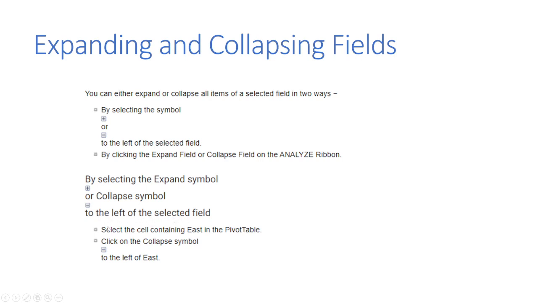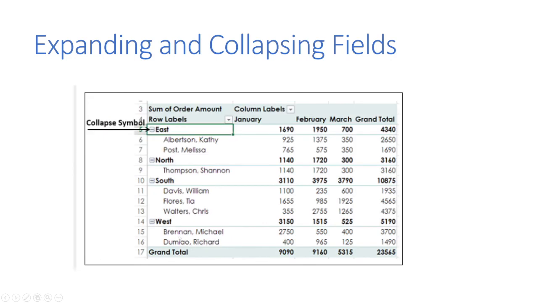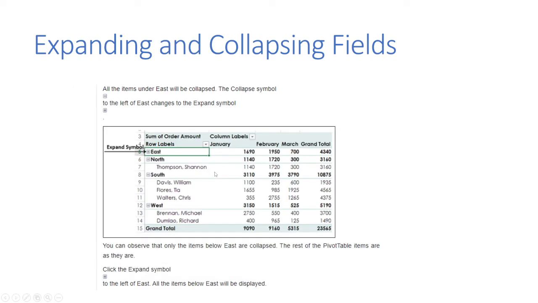By selecting the expand symbol, plus or minus, to the left of the selected field, select the cell containing East in the pivot table. Click on the collapse symbol to the left of East. So click on this. That's a collapse symbol. The result is that the details for East will be hidden. All items under East will be collapsed. The collapse symbol minus to the left of East changes to the expand symbol, which is plus.